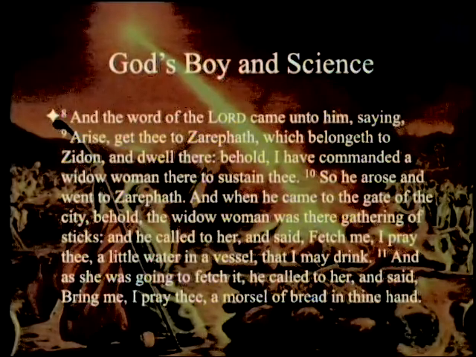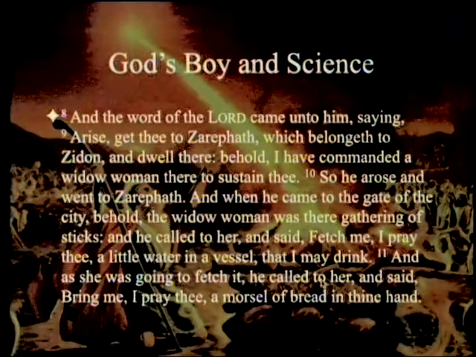The next chapter I'm going to go to is Zarephath, and you'll notice the word of the Lord came unto him, saying, arise and get thee to Zarephath, which belonged to Zidon, and dwell there. Behold, I have commanded a widow woman there to sustain thee. Notice that Elijah's going there at the command of God. He went to Zarephath, and when he came to the gate of the city, behold, the widow woman was there gathering sticks, and he called her and said, fetch me, I pray thee, a little water. And then as he was going to fetch it, he called her and said, oh, make me a little food too.